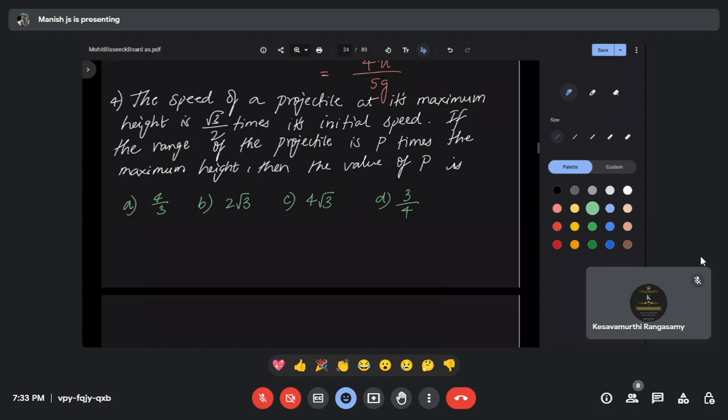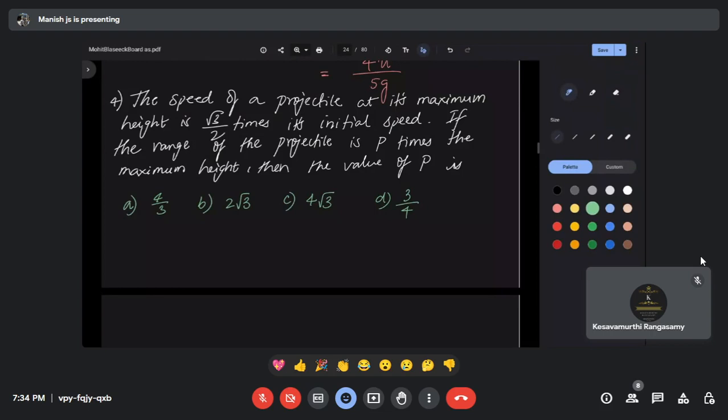First, you'll have to build the relation. I think building the relation is where you guys are stuck. If you get the relation correctly, automatically all other steps would be appropriately set for you. That is the crucial point. Who can tell me what is the relation from the first part of the question? It tells you that the speed at maximum height is root 3 by 2 times its initial speed. What does this statement mean? Can you put it mathematically and tell me?